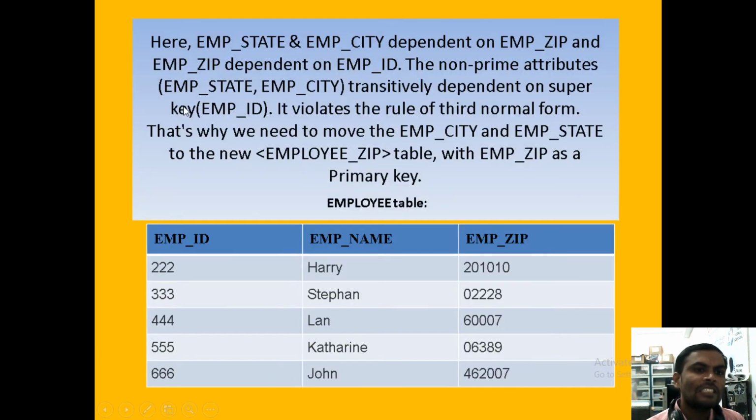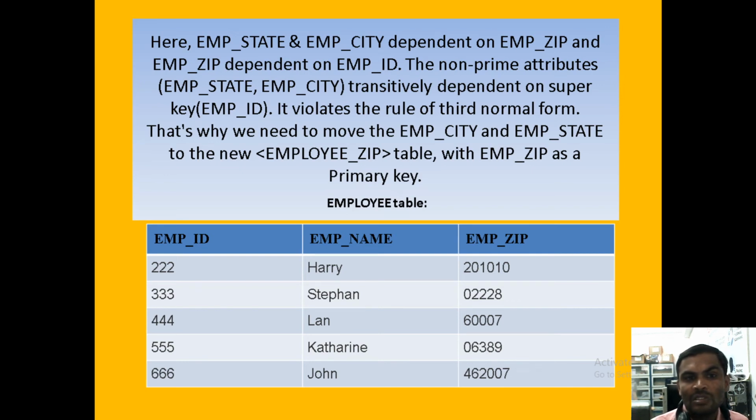Now in the employee table, employee state and employee city depend upon the employee zip code. The zip code depends upon the employee ID, which means where the employee is staying. Employee state and employee city are the non-prime attributes.